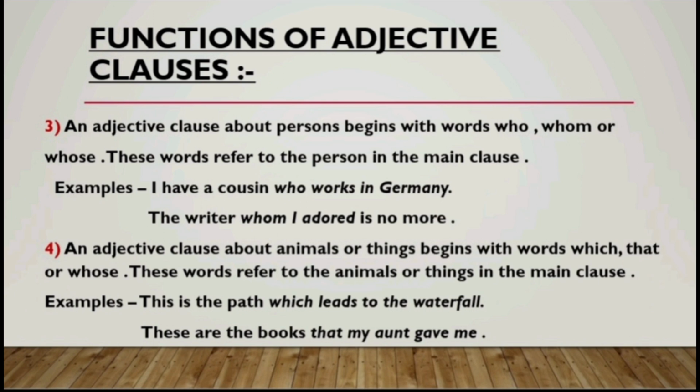The next example is, these are the books that my aunt gave me. These are the books. So the noun, the animal or thing mentioned in the main clause, books, is described by the adjective clause that my aunt gave me. So that refers to books here.